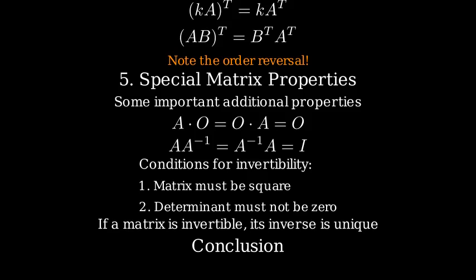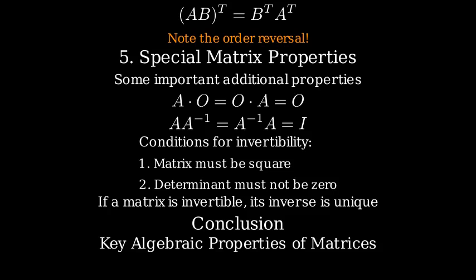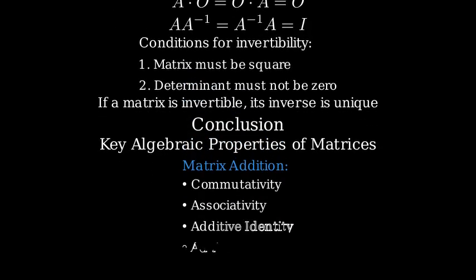Let's summarize what we've learned about the algebraic properties of matrix operators. For matrix addition, we have commutativity, associativity, additive identity, and additive inverse. For scalar multiplication, we have distributivity over matrix addition, distributivity over scalar addition, associativity of scalars, and multiplicative identity.